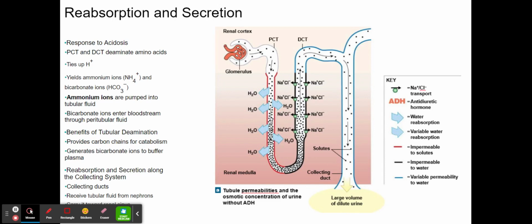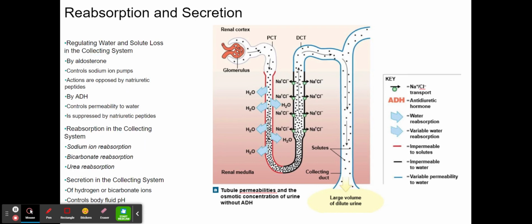by aldosterone, which controls sodium ion pumps along most of the DCT and the proximal portion of the collecting system. As we've noted, these actions are opposed by natriuretic peptides, and by ADH, which controls the permeability of the DCT and the collecting system to water. The secretion of ADH is suppressed by natriuretic peptides, and this, combined with the effects of the natriuretic peptide on aldosterone secretion and action, can dramatically increase urinary water losses.